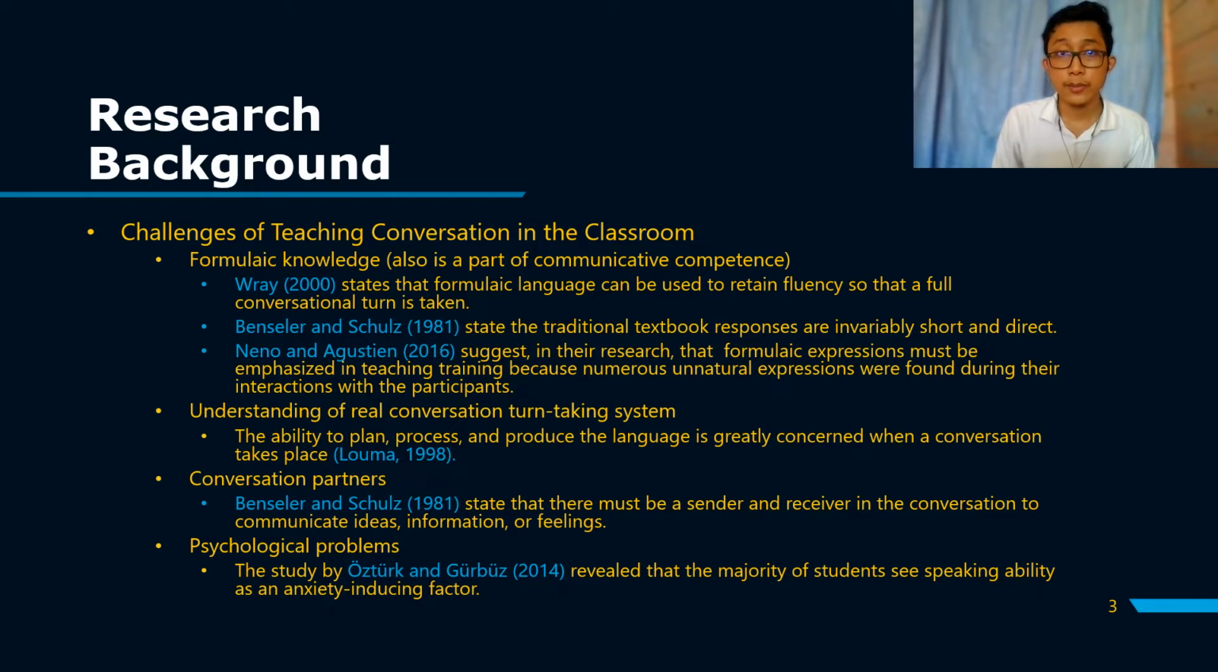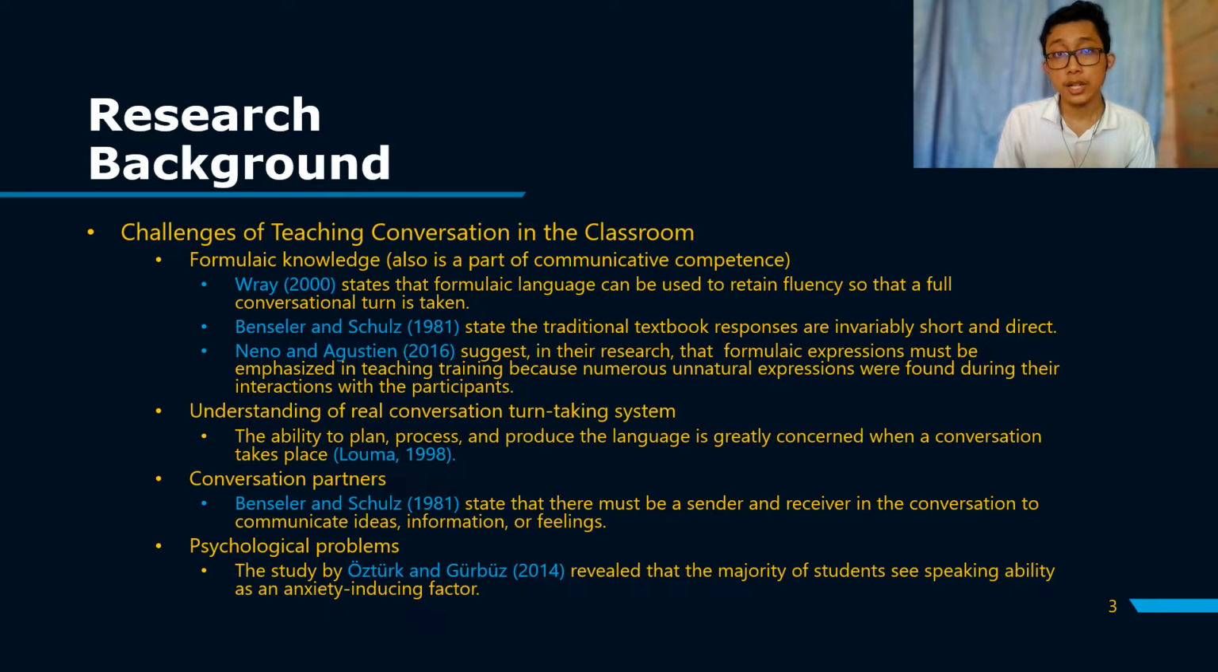Textbook lessons alone cannot make up for all formulaic expressions that students need in real-world conversation because they are invariably short and direct. A more recent study by Nino and Agustin in 2016 also suggests that many conversations found in university students sound unnatural, so formulaic expressions need to be taught with a proper context. Another challenge of teaching conversation is the lack of understanding of how conversation should flow, meaning understanding the turn-taking system. Loma states that the ability to plan, process, and produce the language is greatly concerned when a conversation takes place. The ability to know the structure of a conversation has to be acquired so that speakers know how to take turns, when to or not to interrupt someone, and when to use some conversational strategies.